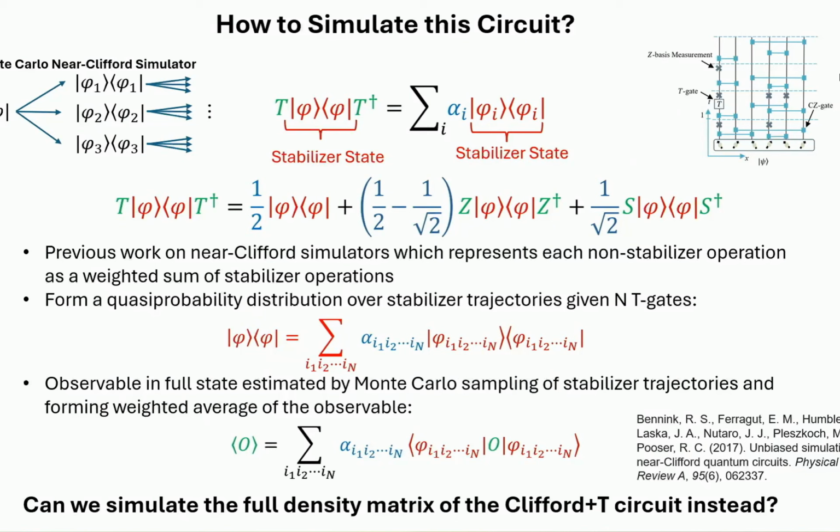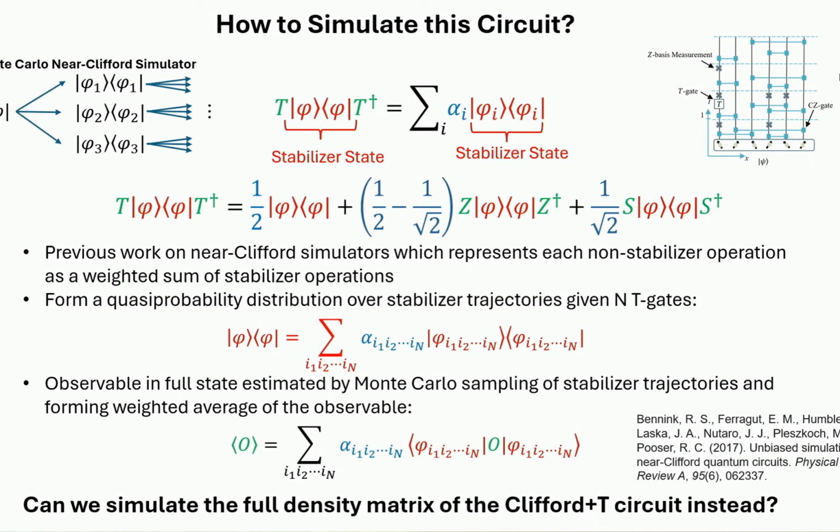Just a quick overview of some previous methods of these Clifford plus T simulators: the idea is you have some stabilizer state, and then when you put in the T gate, this will act almost like an error channel that has three different Clifford operations.